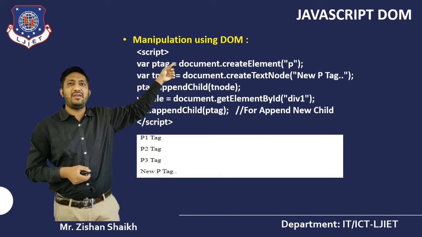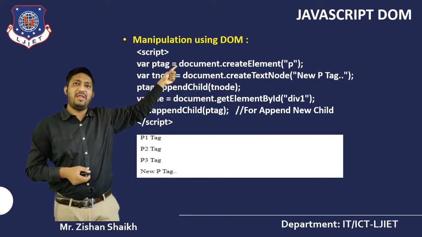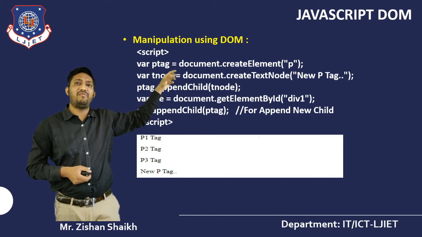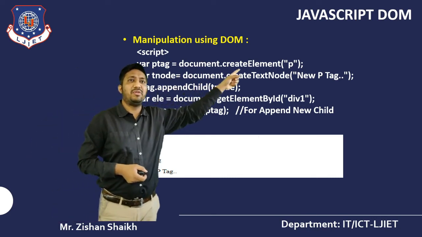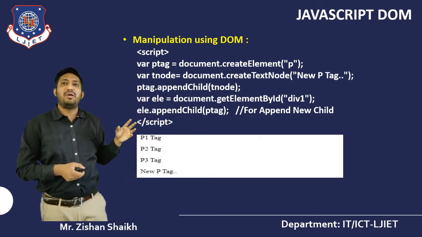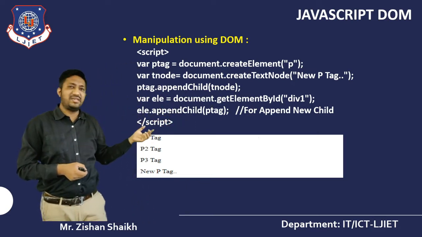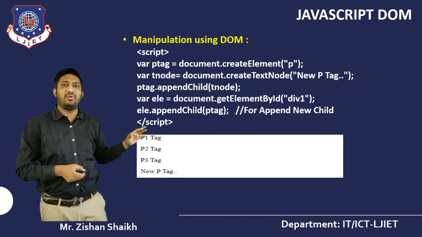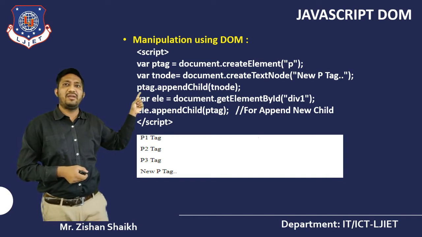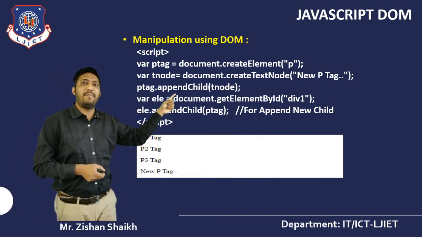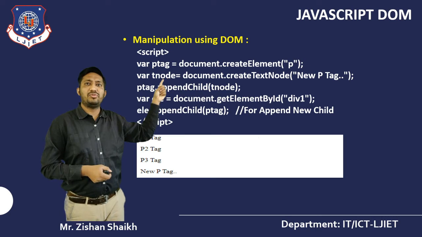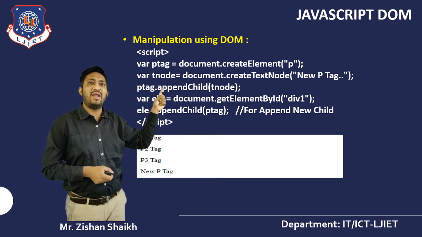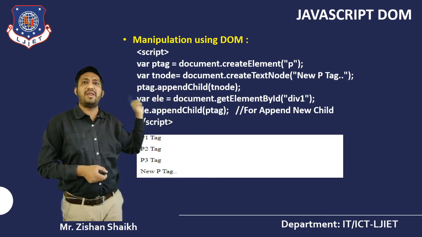So from the first line I am creating one element, and that element name is P. The value of that element is given by createTextNode, and the value is new P tag. Now the next task is to add that particular node. So we write P tag dot appendChild P node. The P tag is the paragraph tag and the P node has the value, so we are putting the value of that node in our paragraph tag.